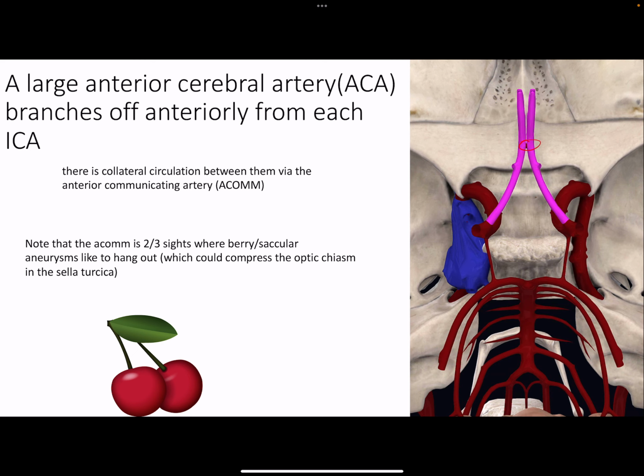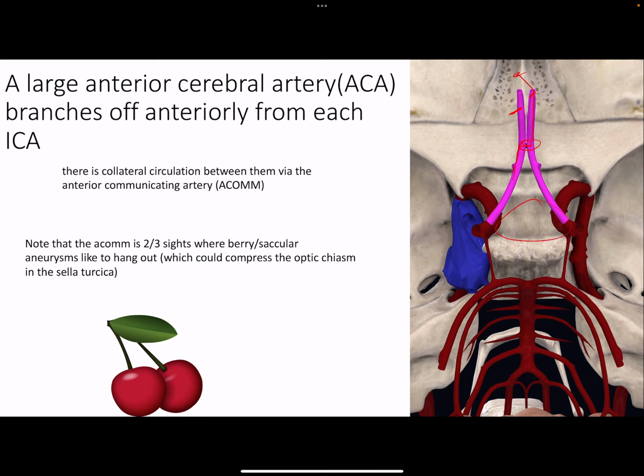The communicating arteries are all about collateral blood flow, right? If there's an infarction over here, well, that's okay. Maybe some of this blood flow can be diverted over there and then make its way back over there. So a lot of collateral blood flow. And again, we have another place where we could have a berry aneurysm. What could be compressed now?